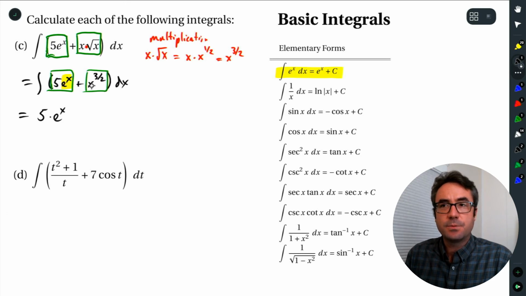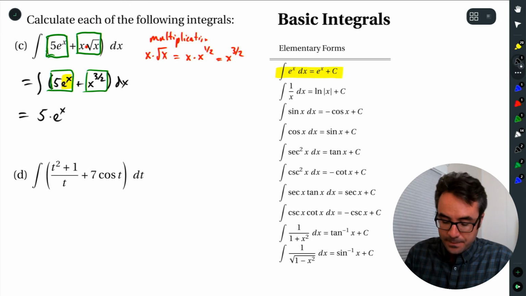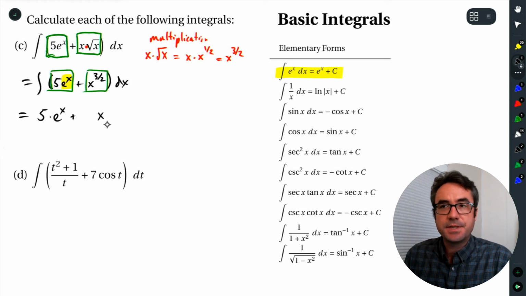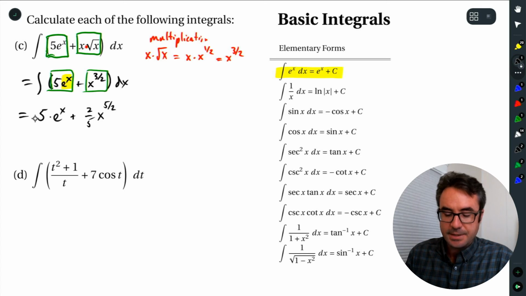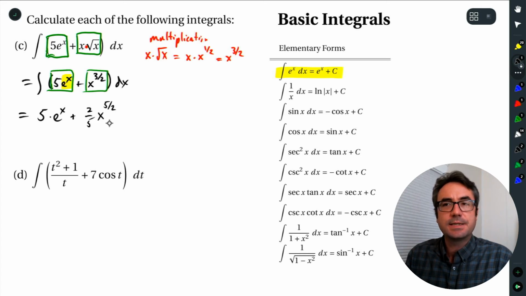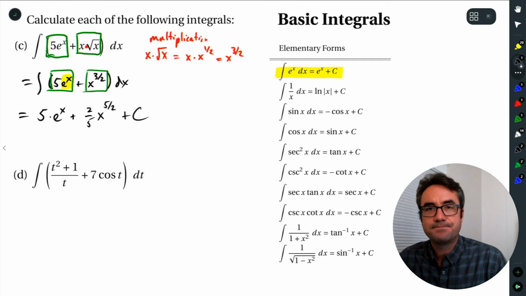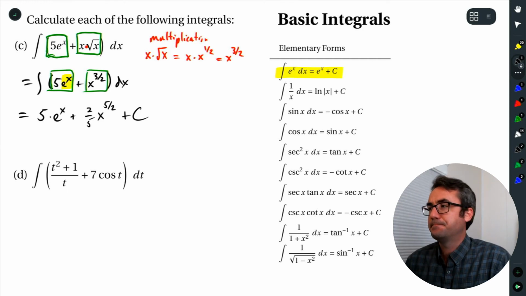Then we go on to our second term. We have x raised to the 3/2 power. That's just power rule. So we keep our variable the same, x, add 1 to the exponent, so that's going to bump us up to 5/2. Take this new exponent, flip it, put it in front, so 2 over 5. So we have the antiderivative of our first term plus the antiderivative of our second term, and it's plus because that's what our original function had. And then we put a lone plus c at the end there. All right.